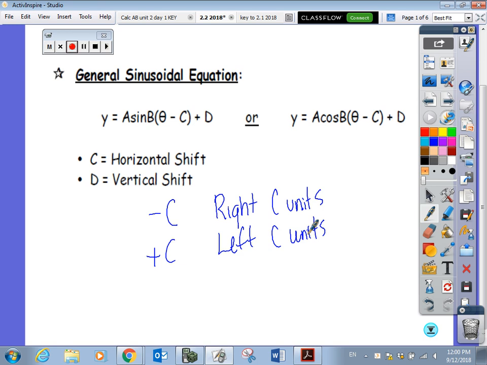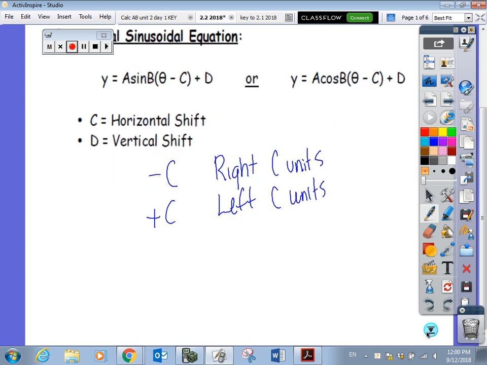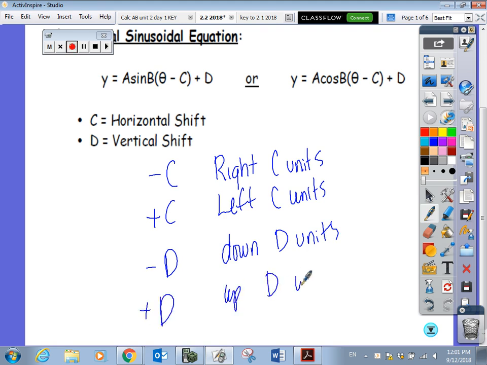With the D, it's on the outside, so it's the same. So a negative D means we move down D units. If we have a positive D, we're going to move up that many units, whatever D is, where D is assigned a number. The A is still where you get the amplitude.